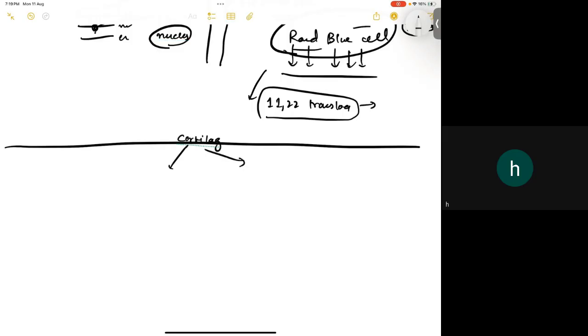So the rule again is the same. If you have "oma" in the end, that's going to be your benign. If it's "sarcoma" in the end, that's going to be your malignant. Is it clear?